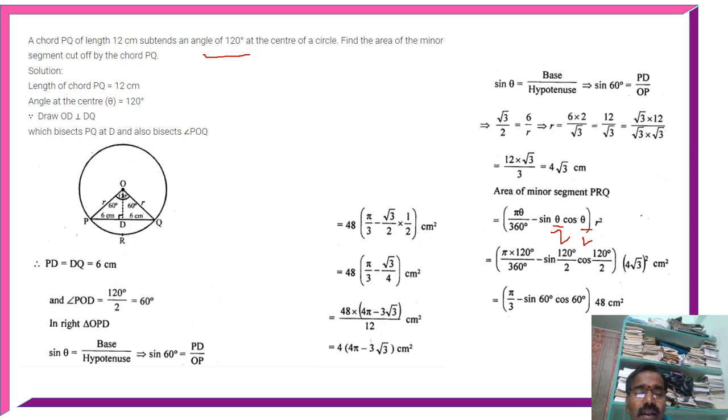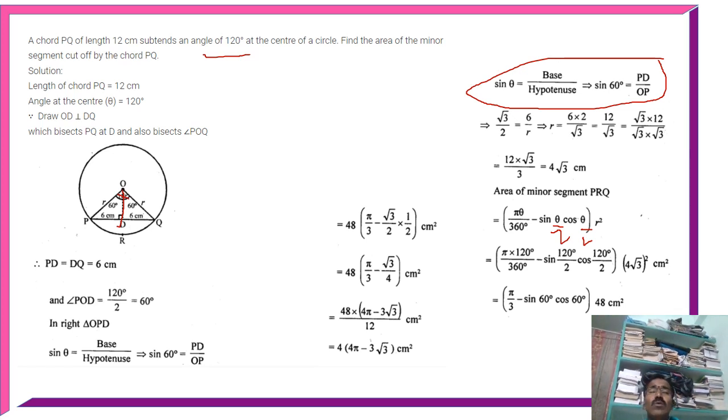Continuation. Here the theta value is given. This is not required actually, students. The radius we need to find. To find the radius, we use this theorem. Here the radius is not given actually. We know the perpendicular from the center bisects the chord and also bisects this angle, so 60 degrees. We know the opposite side is given, and the hypotenuse is required, so we use sin 60. Sin 60 equals PD by OP.